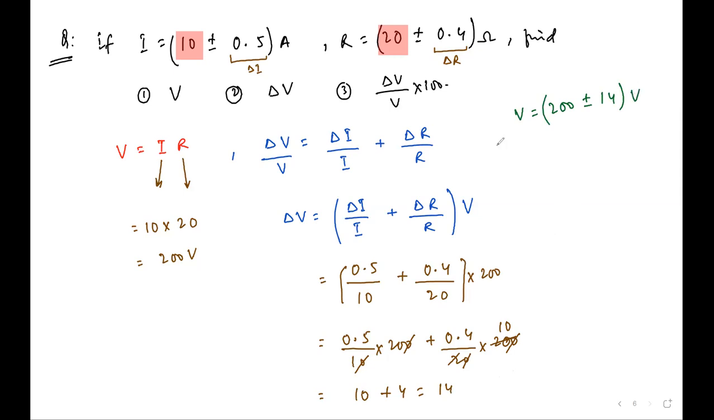And if you want to calculate percentage error, it is delta V divided by V multiplied by 100. Delta V is 14, divided by V is 200, multiplied by 100. So 20 and 20 will cancel out. 14 divided by 2 will be 7%.